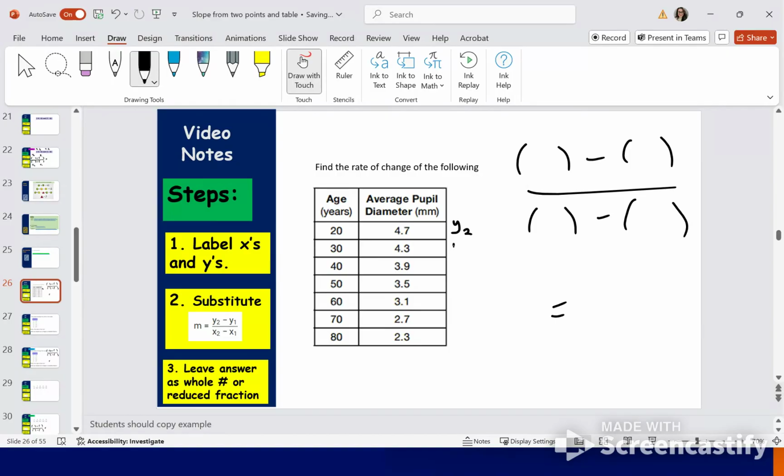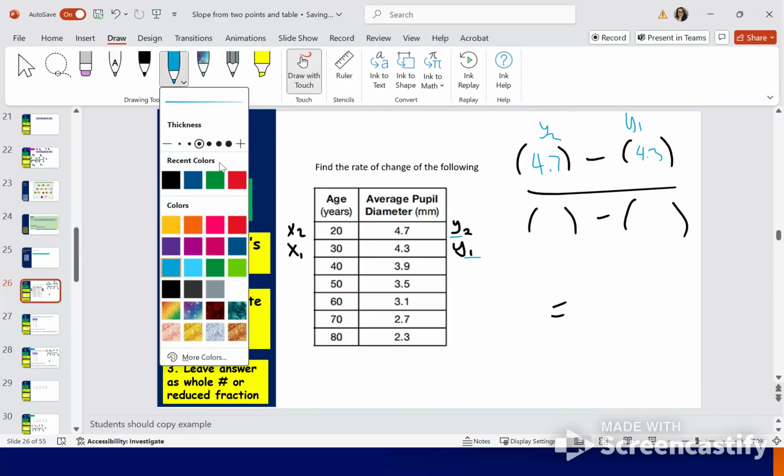So y2 and y1 are on the right, so x2 and x1 are on the left. Okay, so those would be my 4 points, and then I just fill it in exactly as we see it. So we have y2, which is our first point that goes up here, that is 4.7. And then we have y1, which is the next one, 4.3.